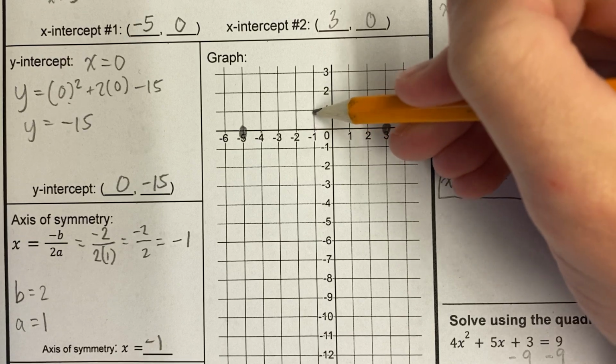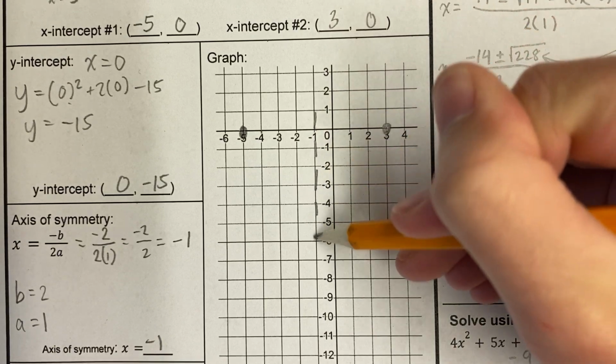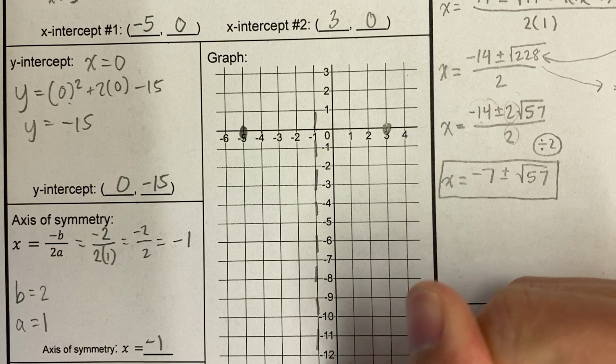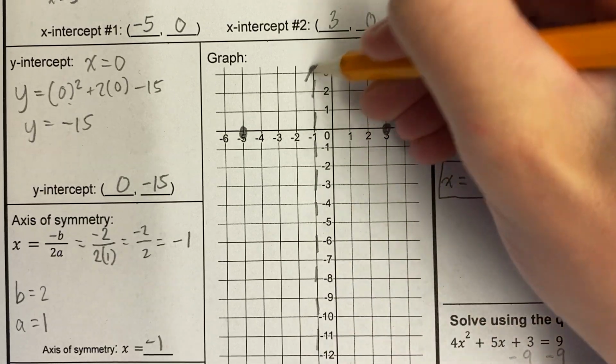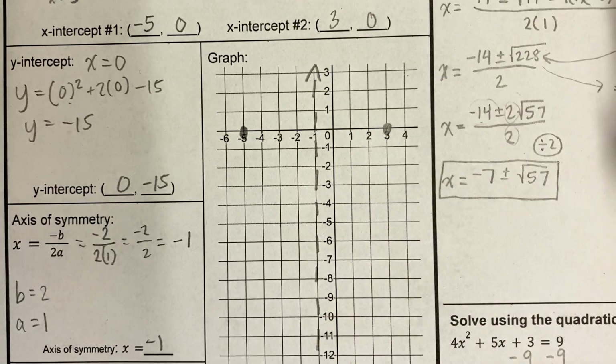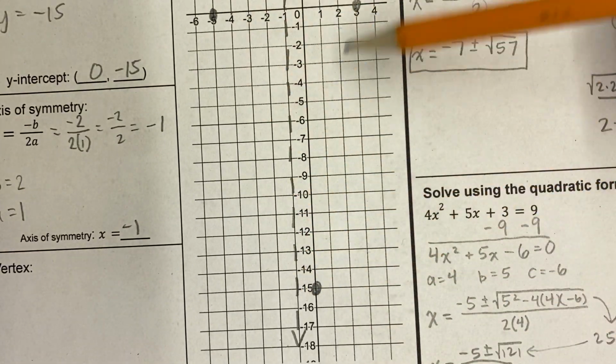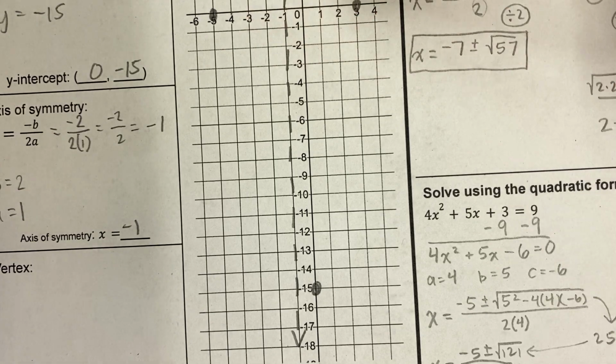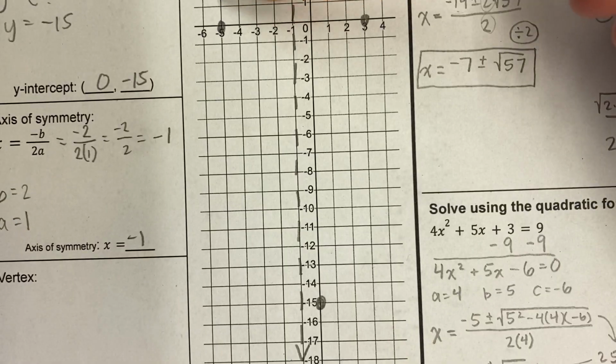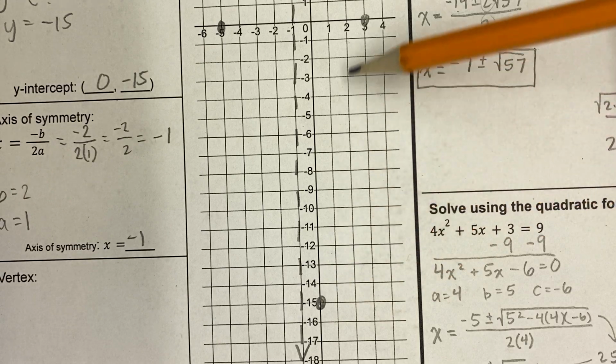So I'm going to go to x equals negative 1. And I'm going to draw my axis of symmetry. Okay, that's my axis of symmetry right there. And I know that my parabola is going to fold in half over the axis of symmetry. And does this make sense? Yes, look, it's right halfway between my x-intercepts. I can already kind of picture what my parabola is going to look like.